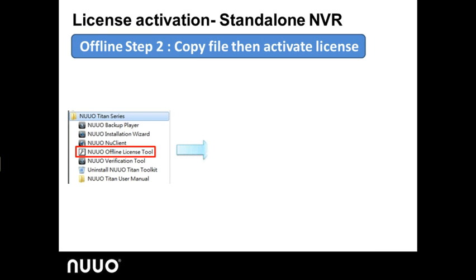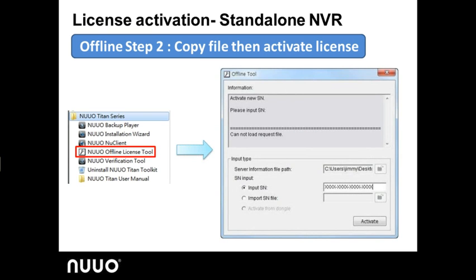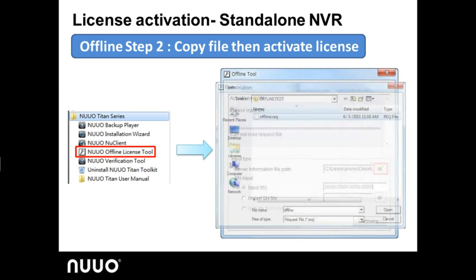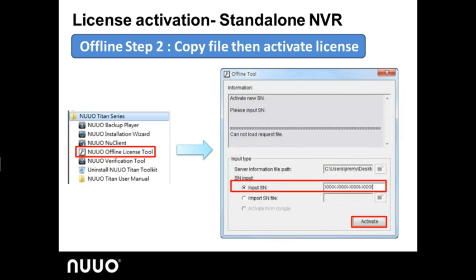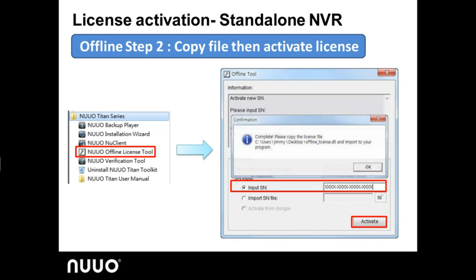After that, copy the offline file to another PC which connects to the internet, then execute the offline tool and select the offline file. After importing the offline file, you need to fill in the serial number which you want to activate in this column. Then click the Activate button to activate the license and get the .dll file.